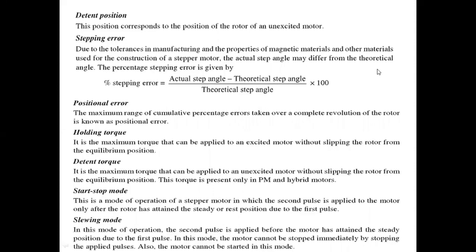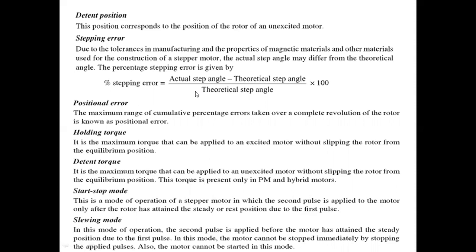Next, what is meant by stepping error? The stepping error is equal to the actual step angle minus the theoretical step angle, divided by the theoretical step angle. This is nothing but the stepping error. Next one, what is the positional error? We also get some errors in precision. No accurate precision can be produced by these motors.